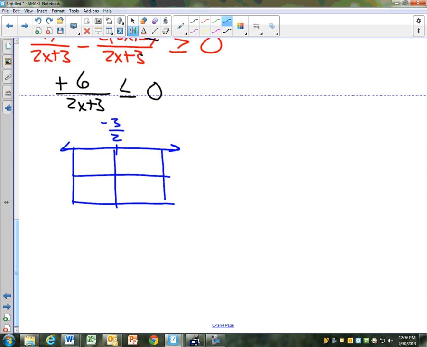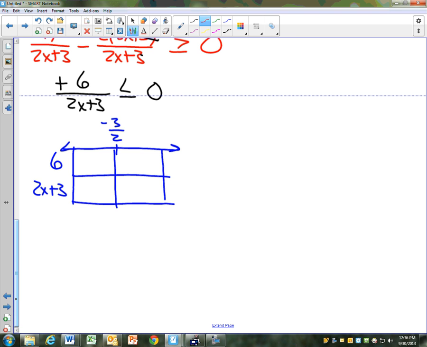How many parts do I have in the top? How many factors do I have in the top? I've got just one. It would be positive 6. How many do I have in the bottom? Just one. 2x plus 3. If it didn't factor, I take the whole thing at the top and the whole thing at the bottom. I plug them right in there.